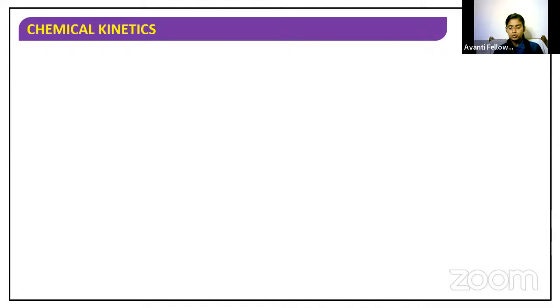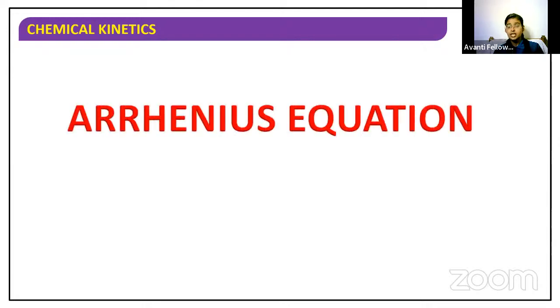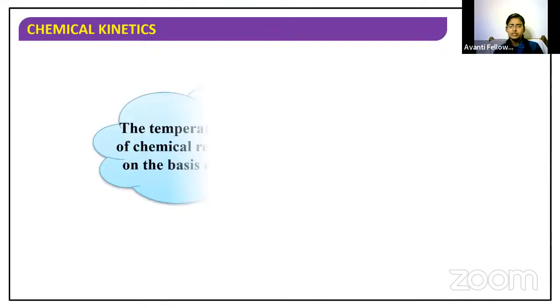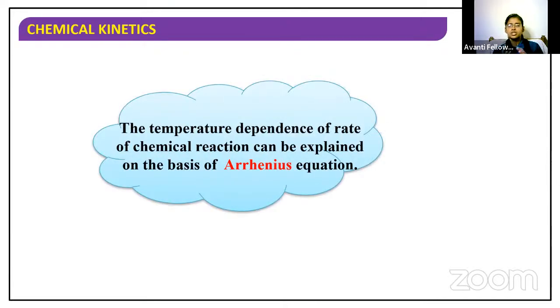Now we will move on to the Arrhenius equation. After going through some concepts of this Arrhenius equation, we will come back to the fourth factor again. Arrhenius is the name of the scientist. This concept is about the temperature, so that's why I'm discussing it under the temperature factor. We'll complete this and then we will move on to the fourth factor.